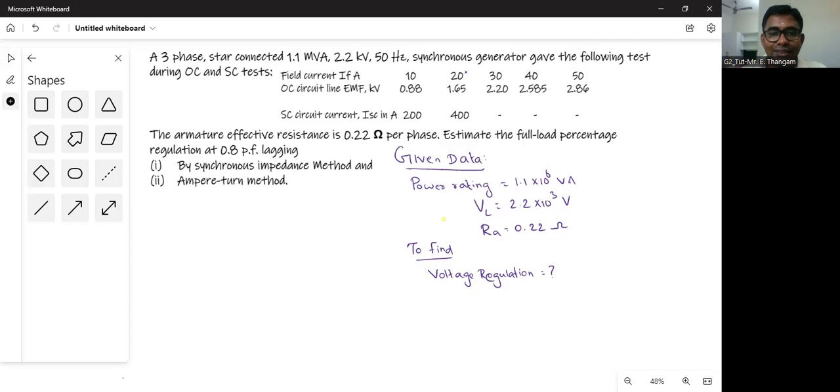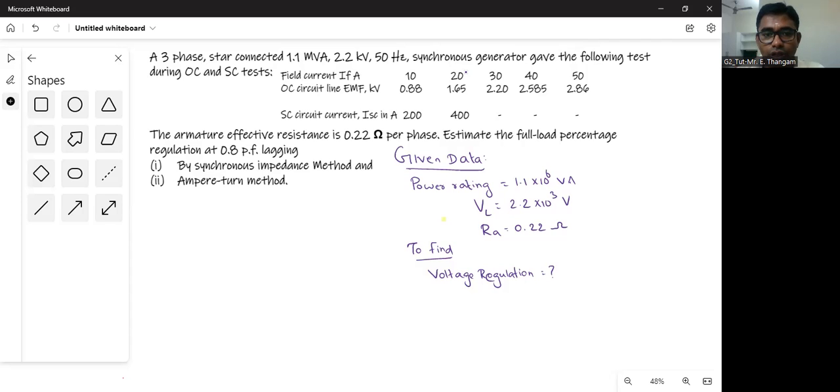Okay, so the test data is given, open circuit test data and short circuit test data. See here, field current 10 amps, the corresponding voltage is 0.88 kilovolt. So here you have to convert into volts, that means into 10 to the power 3. Then for 20 amps, 1.65 kilovolt, then 30 amps, 2.2 kilovolt, 40 amps, 2.5 kilovolt, 50 amps, 2.86 kilovolt, right? Now our primary objective is that all the values are given as line values.